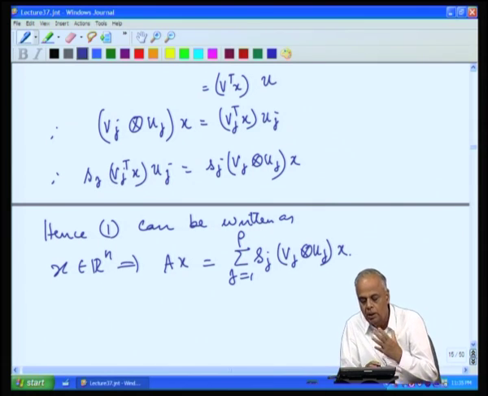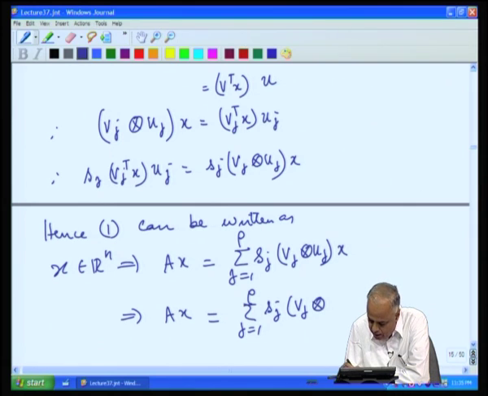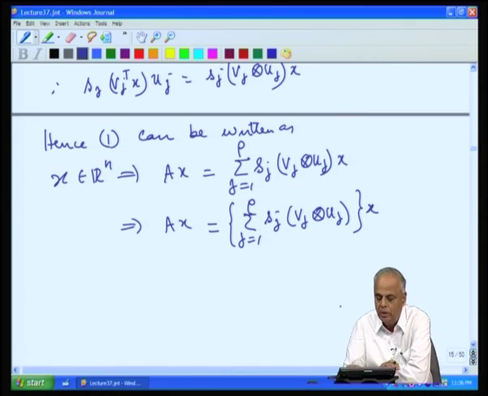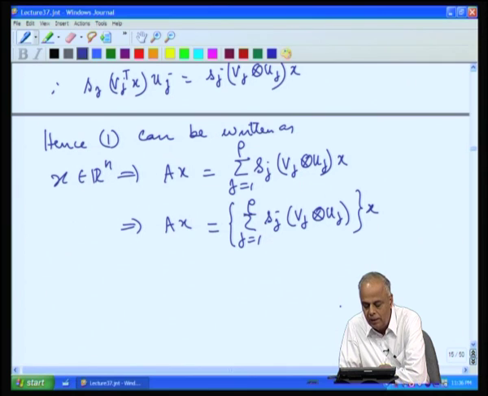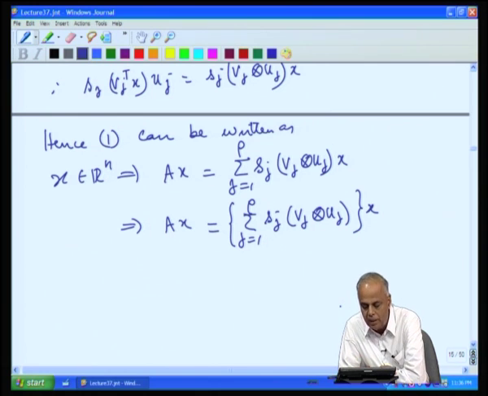So, in other words, it is the action of x on a number of matrices. We can write this as summation j equal to 1 to rho Sj Vj tensor uj, this whole thing acting on x. Each term in the sum is an m by n matrix, because in the tensor product of Vj and uj, Vj is in Rn, uj is in Rm. By our definition, this is an m by n matrix.